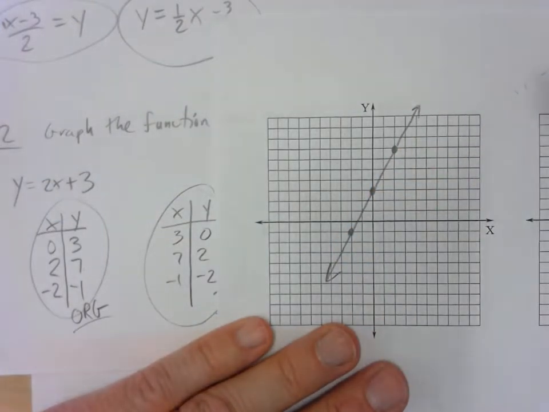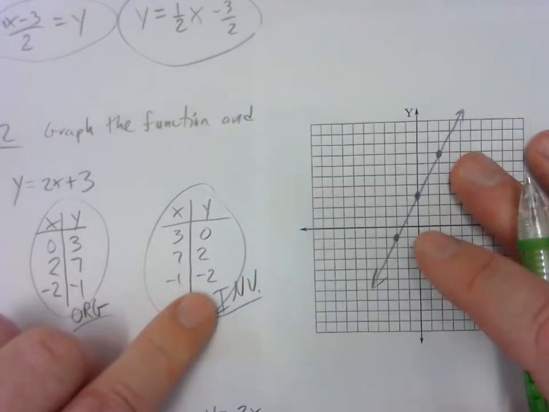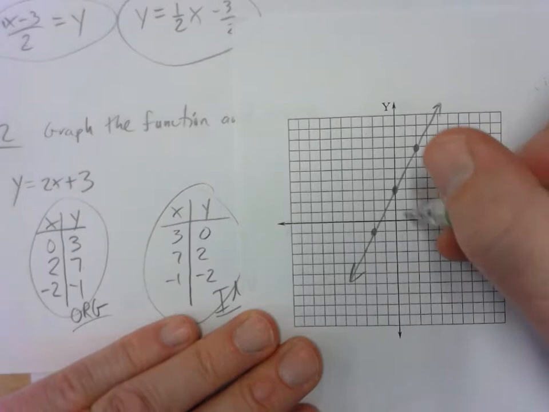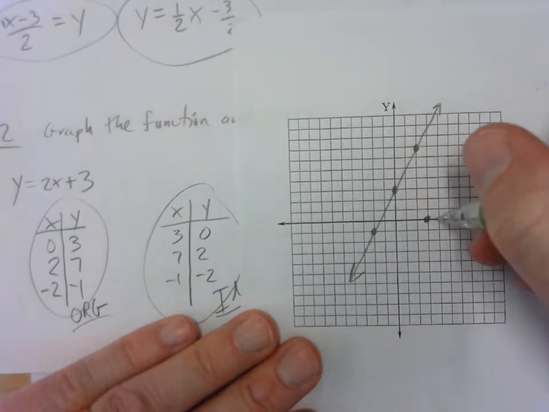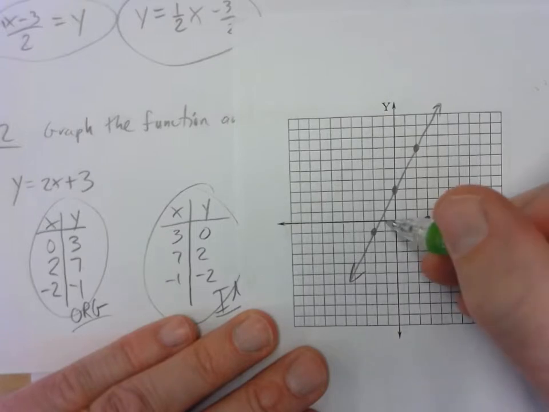Now we're going to do the inverse. (3, 0). The inverse points are right here. Remember, I wrote inverse. The inverse points are here. (3, 0), (1, 2), (3, 7), (2), and negative 1, negative 2.